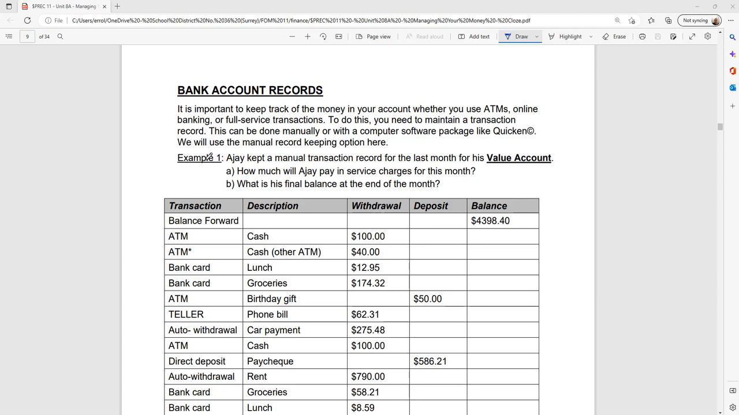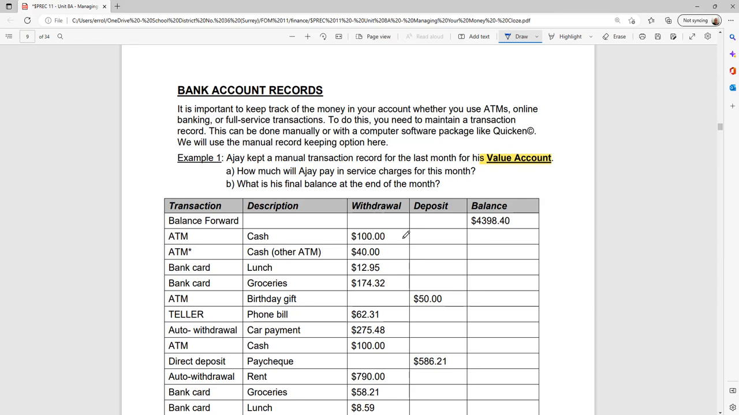And the example that I have here says AJ keeps a manual transaction record for the last month. And here, grade 11s, you need to remember that we've selected the value account. So how much will AJ pay in service charges this month? And what is his final balance at the end of the month? So we start off with a balance of $4,398.40, and look at the number of transactions.